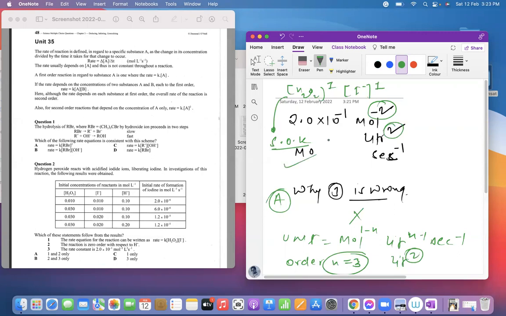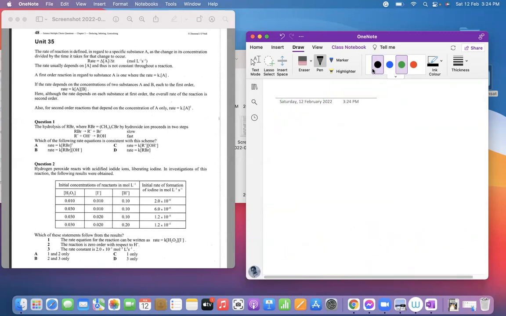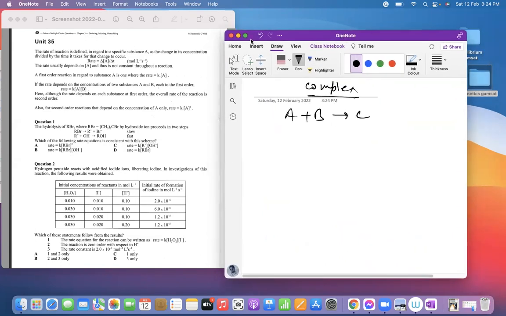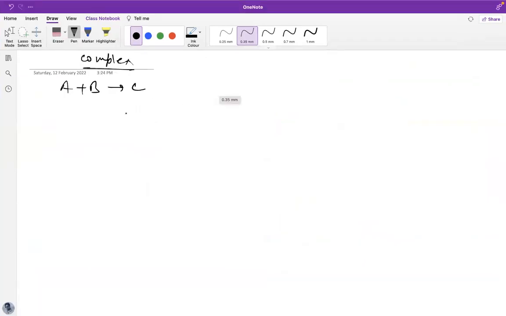Listen to me, I can tell you one thing. Suppose you have a reaction A plus B that is going to C, and it is saying this is a complex reaction. So a complex reaction always has steps. Steps means first step, second step, like that. So there will be a mechanism here. Suppose the mechanism is A to C, and here, suppose B to C, like this. This is supposed to be the slow step. This is supposed to be the fast step.